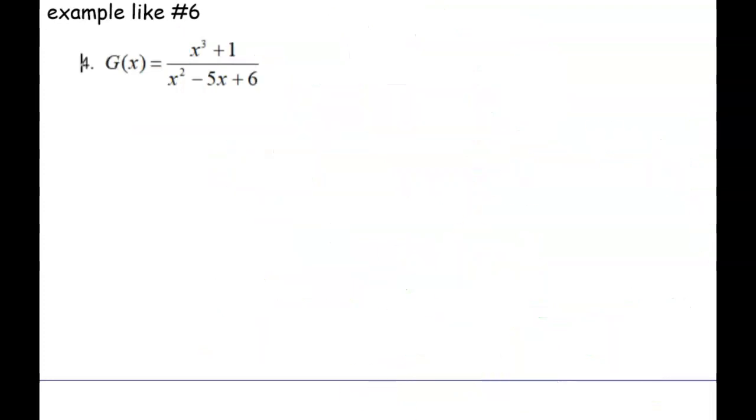All right, the next one I have is number 4, and this one is like number 6, okay? If you want to write yourself a note, you're going to have to do number 6 here in a minute. We need to factor the top. How do you factor x cubed plus 1? It is a cubic. What is the cube root of each of those?